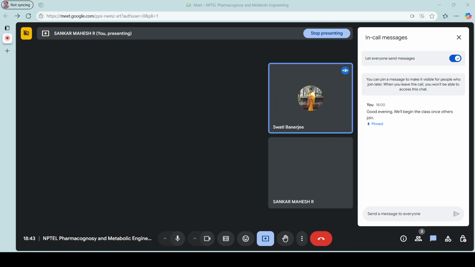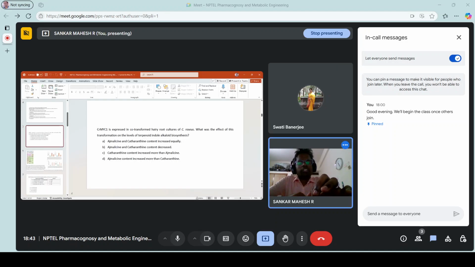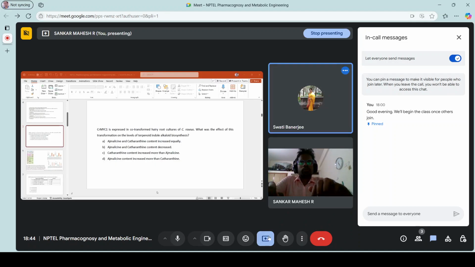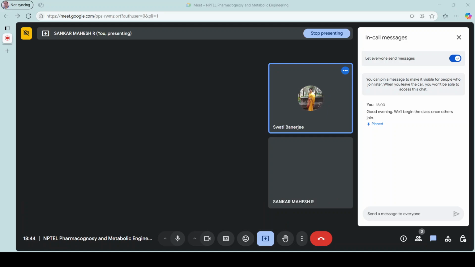Okay, but do you know what gene is being overexpressed when CrMYC1 is being expressed in these hairy root cultures? It should give rise to overexpression of some gene, right? So do you know which gene from the pathway is being overexpressed? What is the name of the gene?